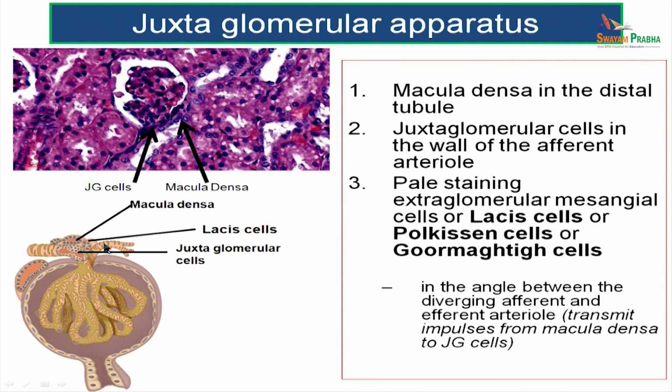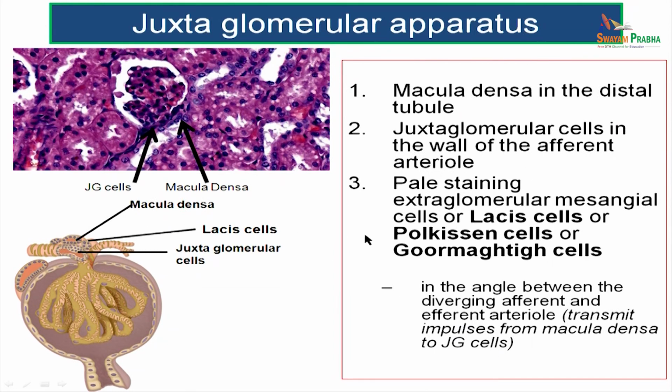And third component you can see from this picture, lying between the afferent and efferent arteriole is the pale staining cells called as Lacis cells. Lacis cells, they are given different names. They are extraglomerular mesangial cells, they are also called as Polkissen cells, or they are also called as Goormaghtigh cells. They are going to lie between the afferent and efferent arteriole.